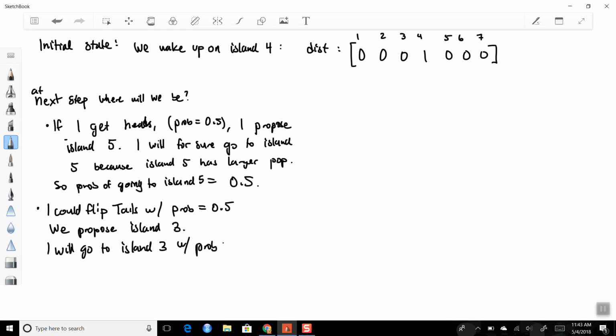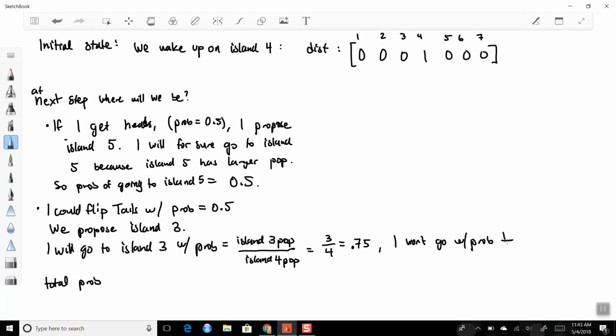with probability equal to island 3 population divided by island 4 population, my current island. So this will be 3 over 4.75. So the total probability, which means I won't go, with probability 1 over 4 or 0.25. So I won't go means I stay at 4 with probability 0.25.